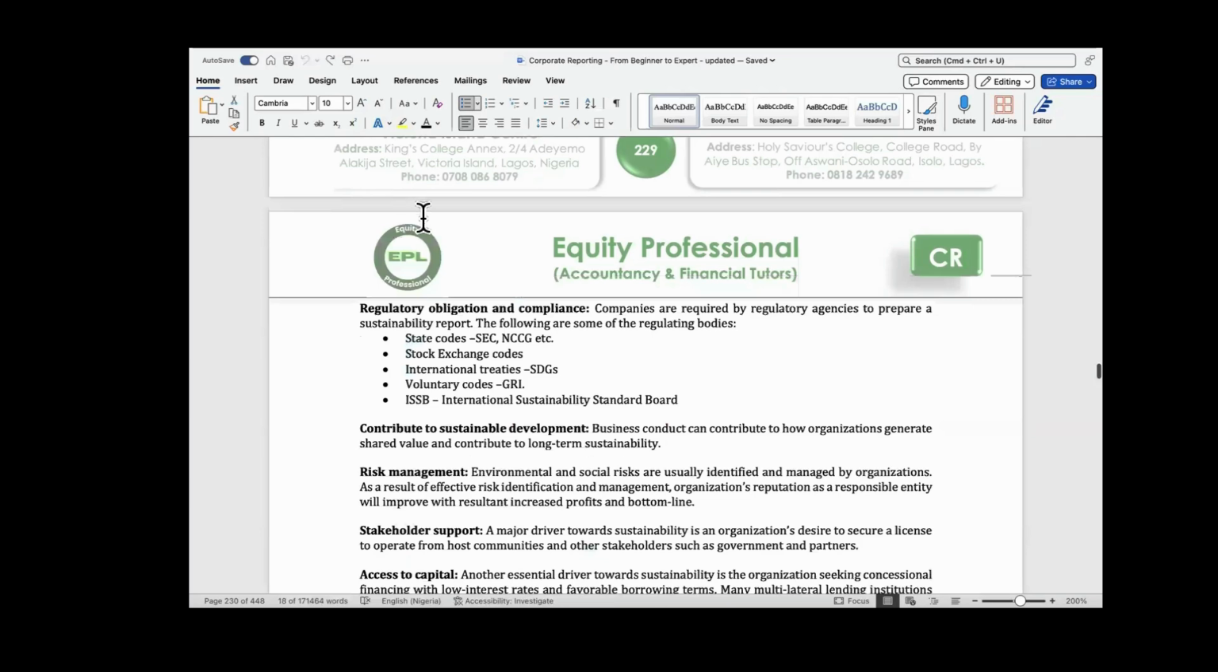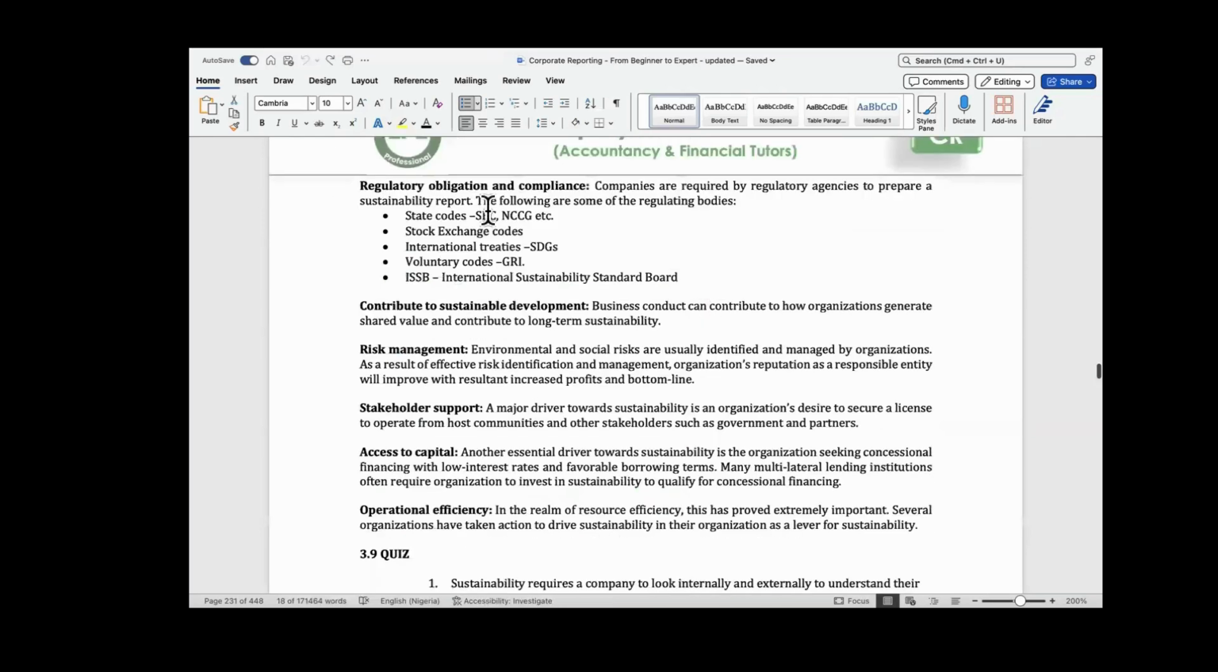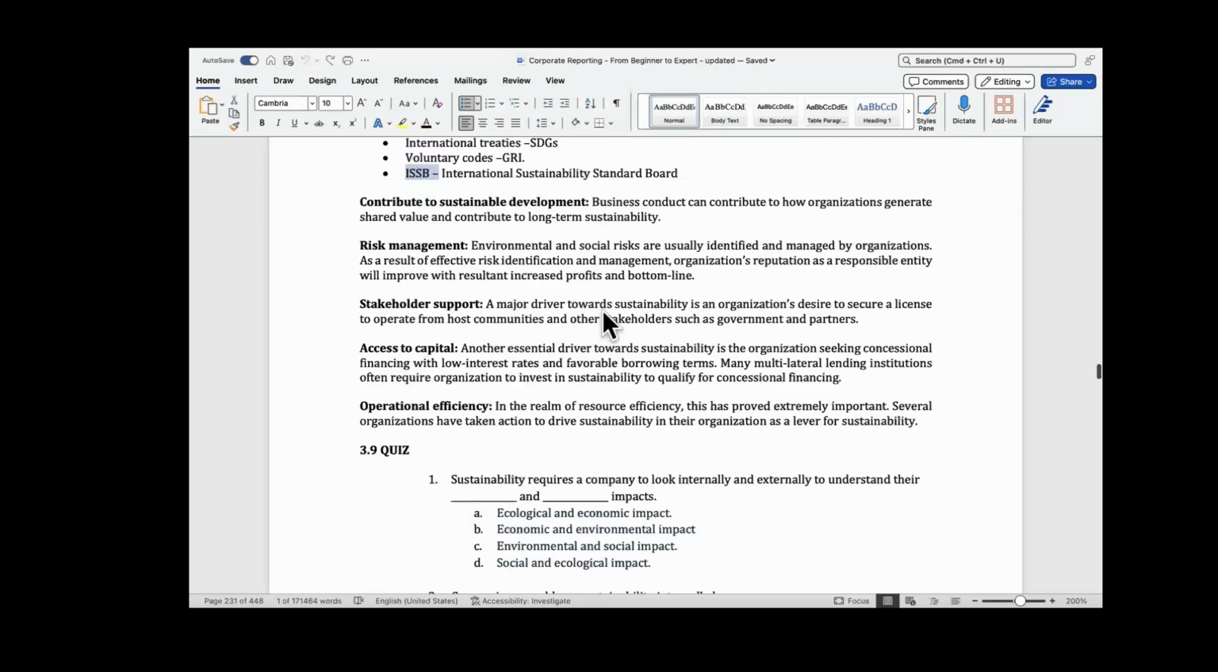These are some of the regulations on sustainability reporting right now. The SEC has its own regulation. There are SEC exchange codes. There are the SDG goals. There is the Global Reporting Initiative. There is now the ISSB. These are regulations around sustainability reporting, and there is some other explanation on this point here.